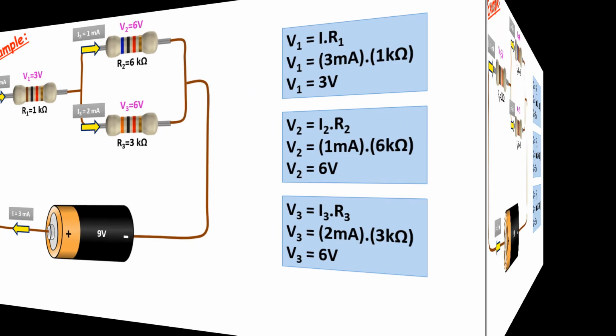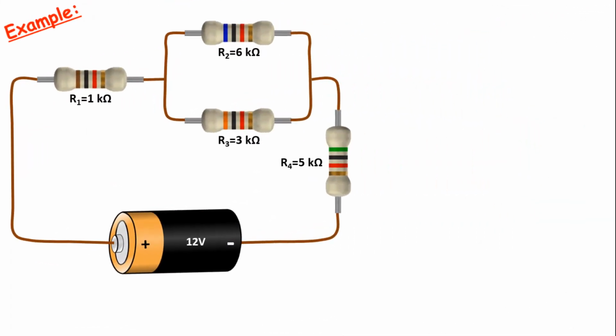For a better understanding, let's make another example similar to the example we made. Let's add another R4 resistor in series with a value of 5 kiloohms to this circuit and make the source voltage 12 volts. In this circuit, let's find the current flowing through each resistor and the voltage values on the resistors.